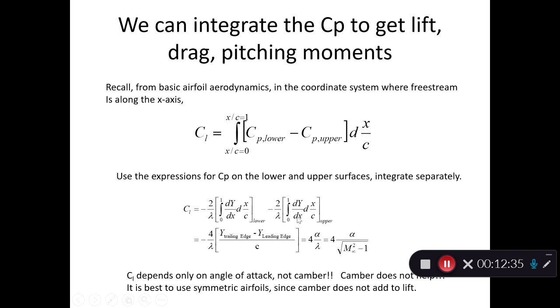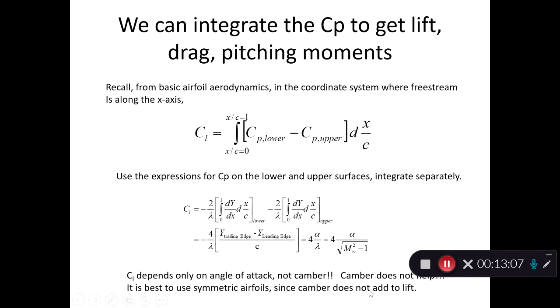Same way here. So when you integrate it, basically we will get y trailing edge minus y leading edge by quad. You notice that when you put a 1, you're talking about a y trailing edge. 0 means y leading edge. So you get a CL equal to plus 4 times alpha divided by square root of M infinity squared minus 1. So CL is only a function of alpha. Camber does not show up anywhere. So camber does not affect the lift.